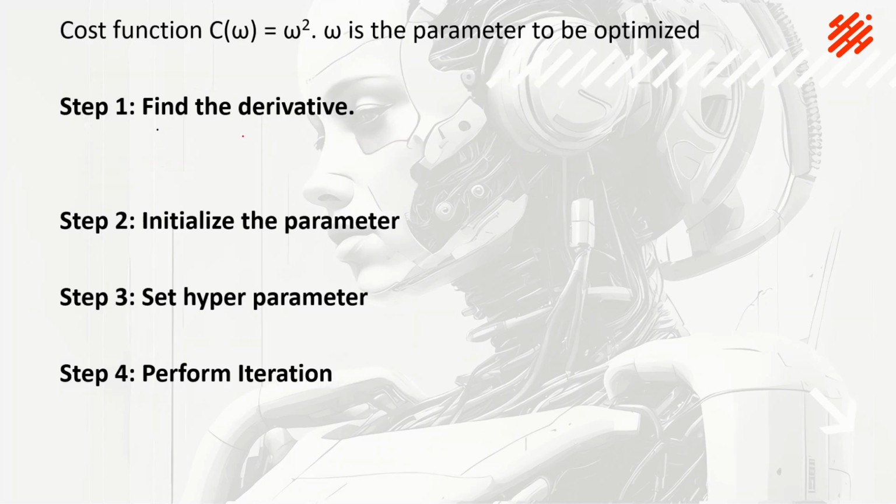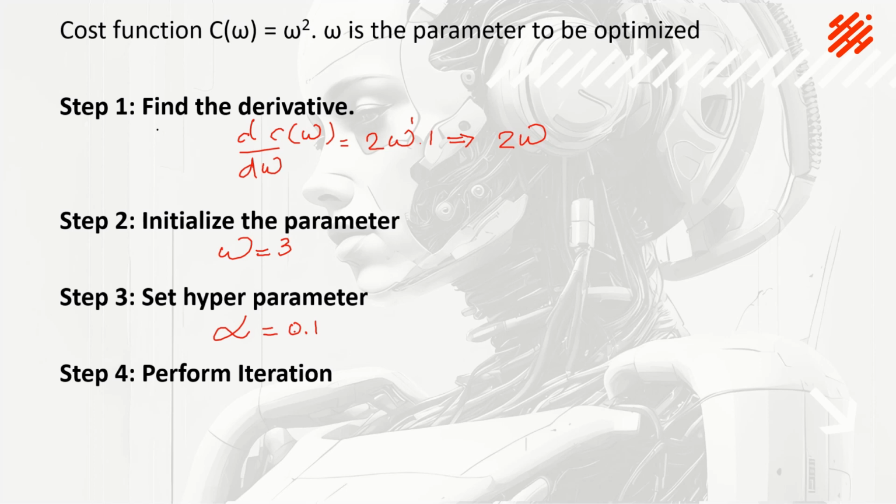Step 1, find the derivative of the cost function. The derivative d/dω of C(ω) = ω², using the power rule, the power minus 1 and the derivative of the base, gives 2ω. Initialize the parameter. So assume that we have initialized ω equal to 3. Next, we need to set the hyperparameter. So the hyperparameter is represented by alpha. Let us assume a small value, 0.1.